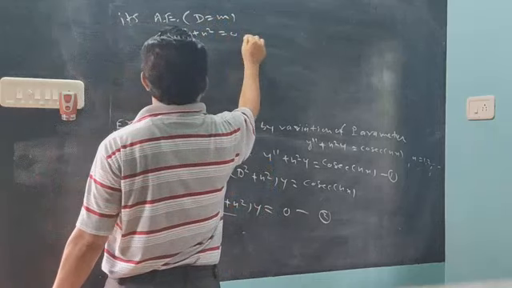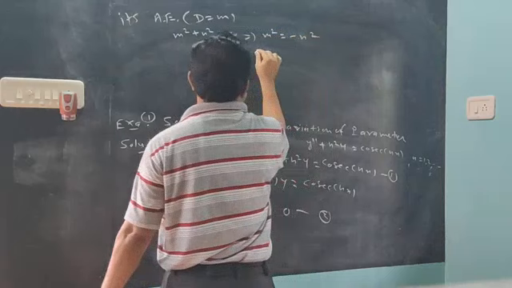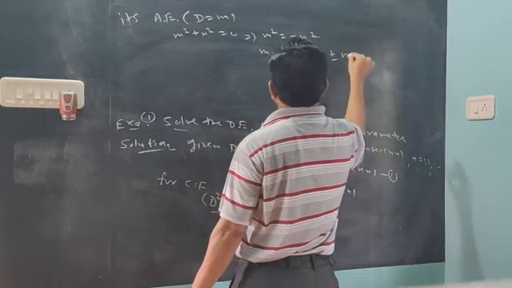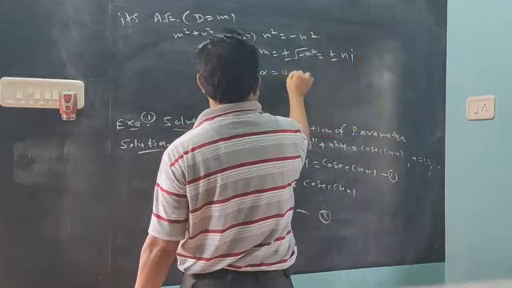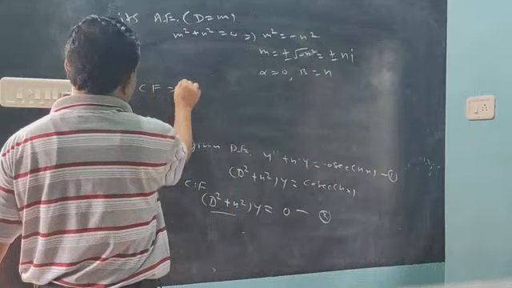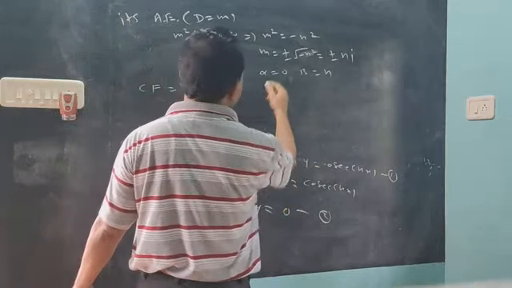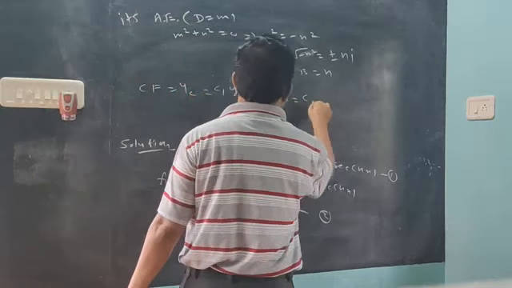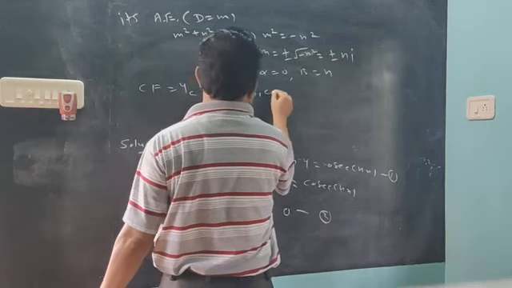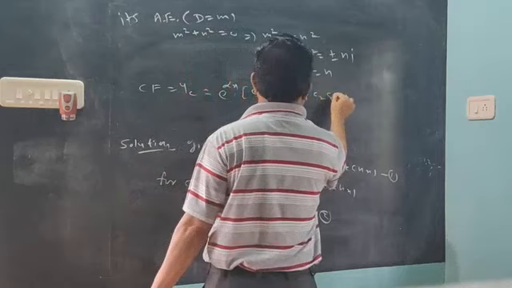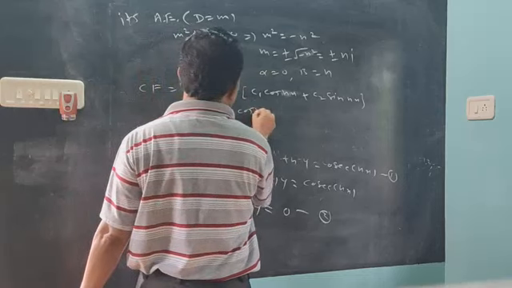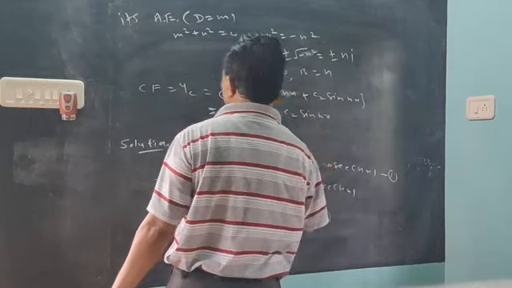So m square plus n square equals 0, that is m square equals minus n square, and m equals plus or minus the square root of minus n square, which is plus or minus i n. So it is a complex root with alpha equal to 0 and beta equal to n, of the form alpha plus i beta. Therefore your CF, y_c, will be e raised to power alpha x times (C1 cos of beta x plus C2 sin of beta x). With alpha equal to 0, only C1 cos of nx plus C2 sin of nx is your complementary function.